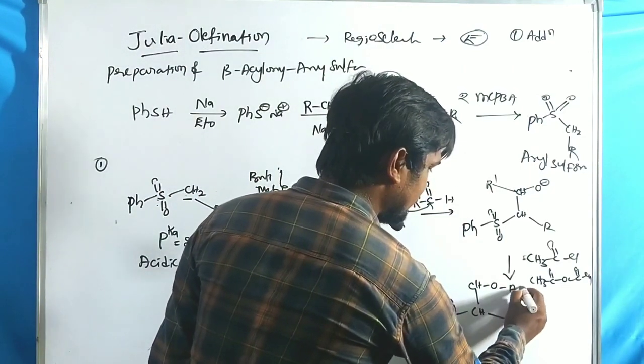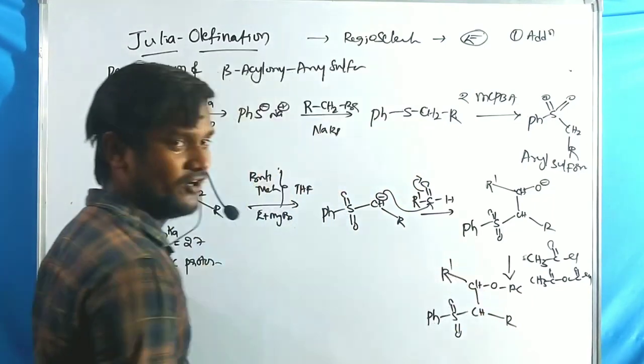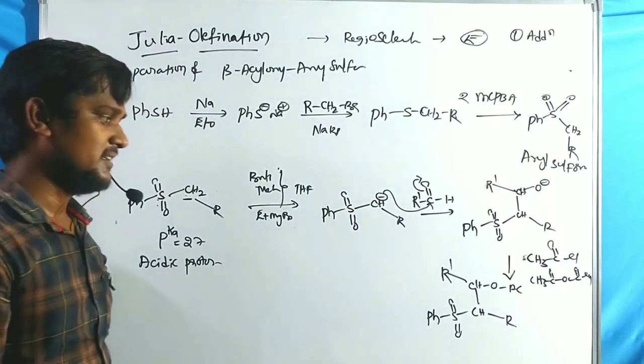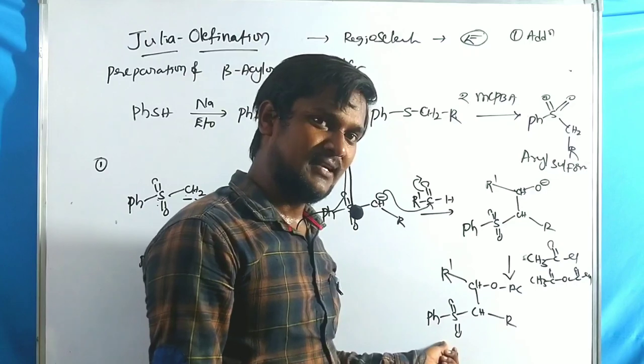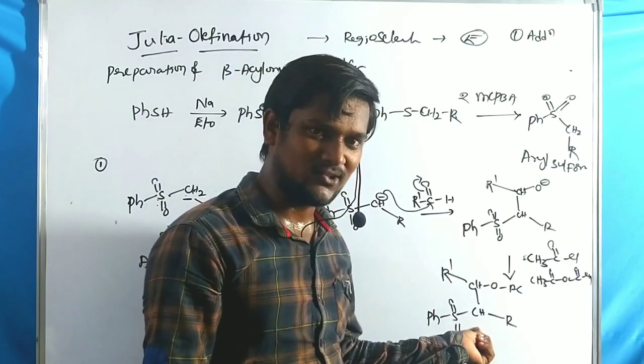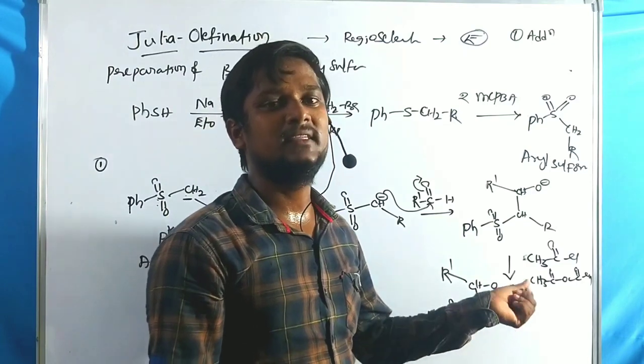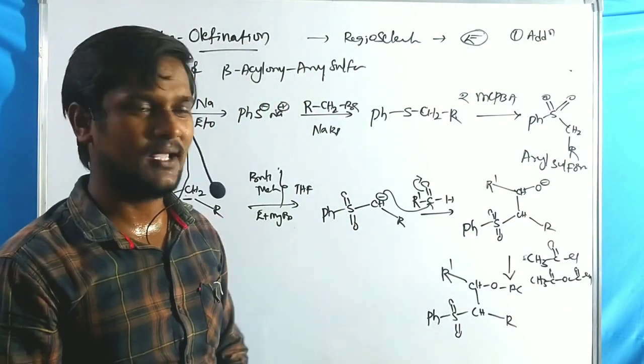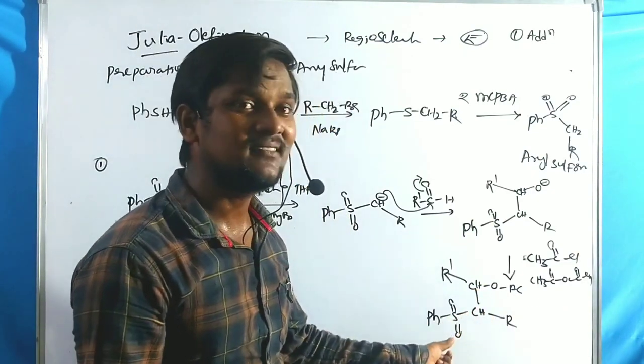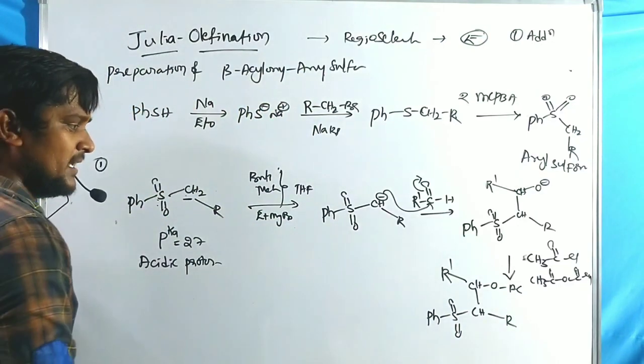now here OAc, here R dash. So simply this is the aryl sulfone. The group adjacent to the aryl sulfonate is called alpha. That adjacent group is called beta. Beta having the acyl group, the acyloxy group, then it's called beta acyloxy aryl sulfones. Beta acyloxy aryl sulfones.